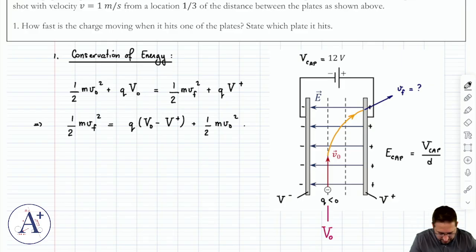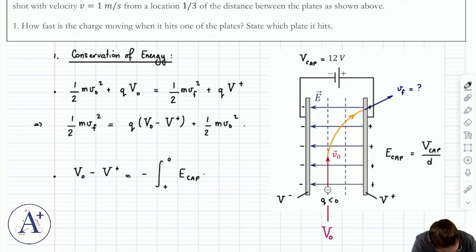Okay, so V cap over D is E cap. Then, because I know that this is 12 and I know what this is, what I conclude is it's basically constant. Right? It's a uniform electric field between the plates. That's kind of nice. It makes it easy to find V0 minus V plus. And so, yes, I would start with conservation of energy, but then I would have to go to the formula V0 minus V plus is equal to minus the integral from plus to 0 of E cap dot dr.